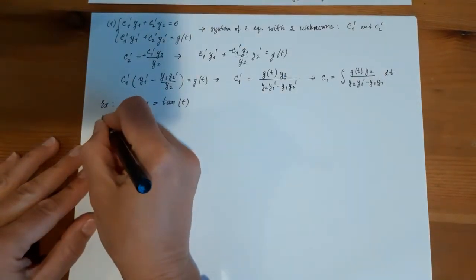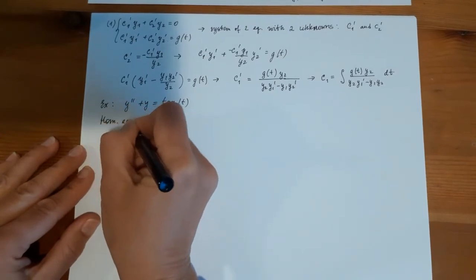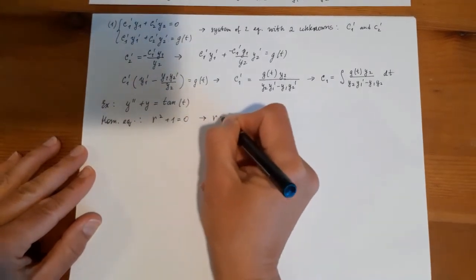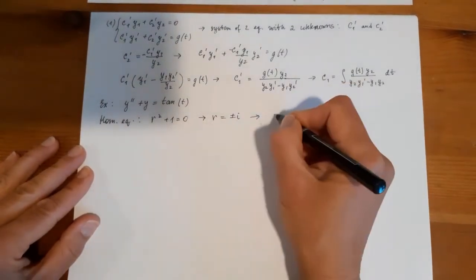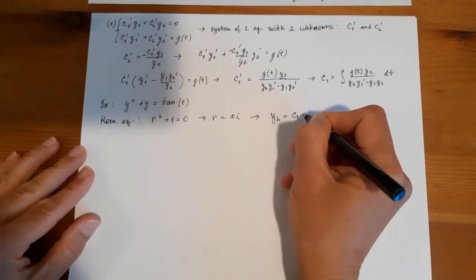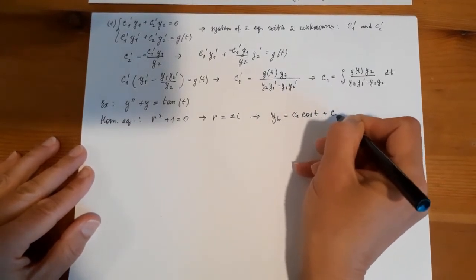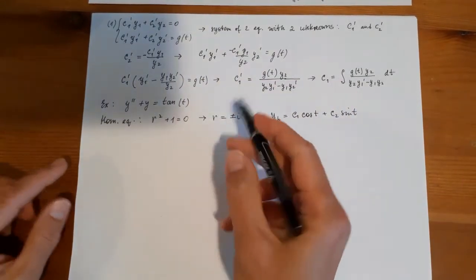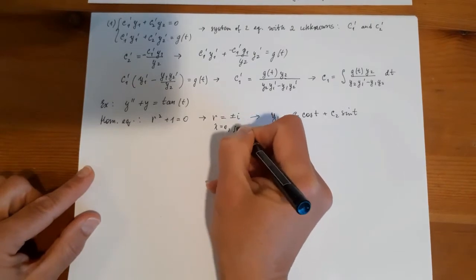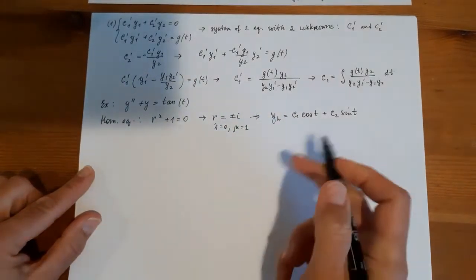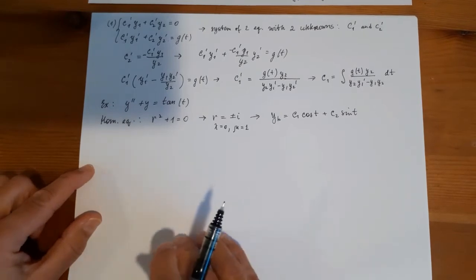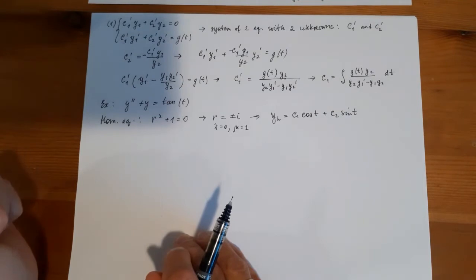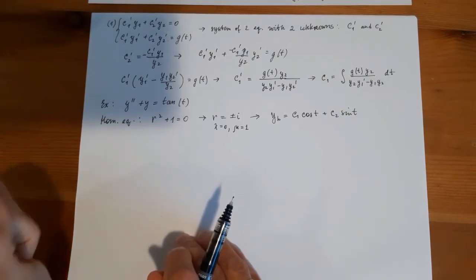So I'm going to start with the homogeneous equation. It is going to give me r squared plus 1 equals 0, from where r equals plus minus i, from where my homogeneous solution is c1 cosine of t plus c2 sine of t. Well, it's just like that, because lambda here equals 0 and mu here equals 1, right? That's the homogeneous solution. I don't want to actually repeat all the theoretical calculations I was doing. I'm just going to use the equations.